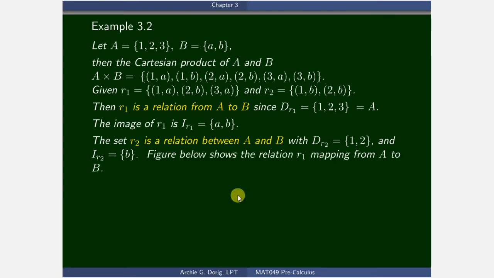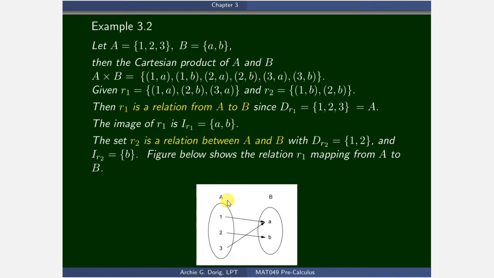The figure below shows the relation R sub 1 mapping from A to B. So we have this illustration. We have the sets A and B with their corresponding elements. Our A is 1, 2, 3, and our B is a, b. The first element here is 1 mapped to a, and the second is 2 mapped to b, and lastly 3 mapped to a. So this is an illustration of the relation R sub 1.